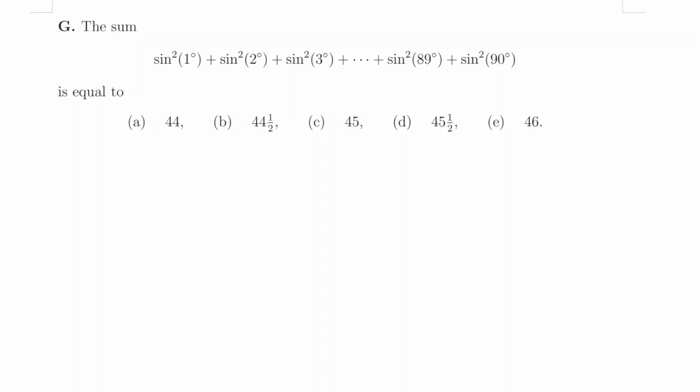Okay, moving on. Question 1G. There are lots of sine squares going on, equal to something. To those of you who do lots of Olympiad questions, this definitely looks very familiar, and I'm sure when you see this, you know the technique straight away. The problem is though, this is slightly different from what you've probably seen before.